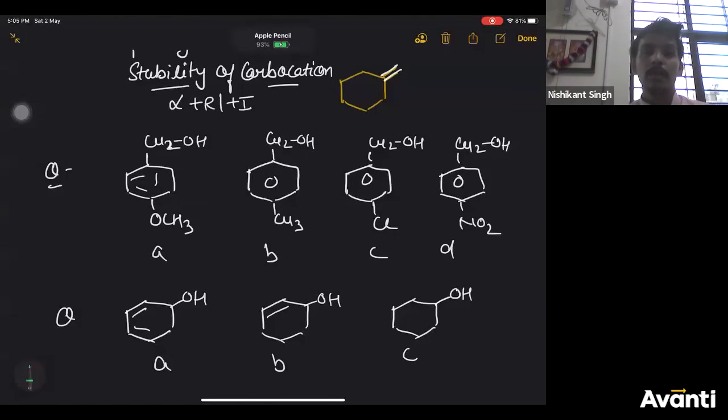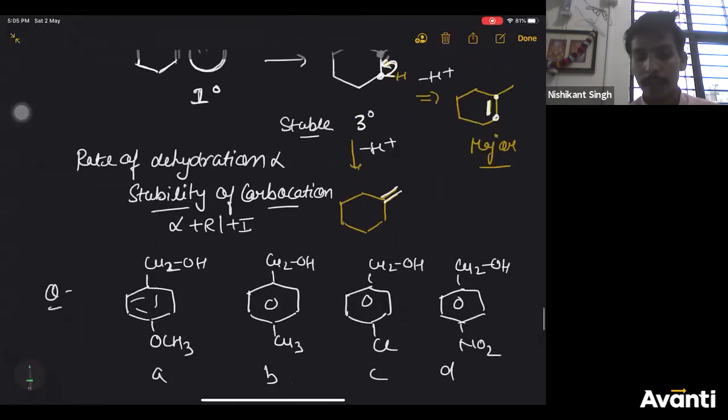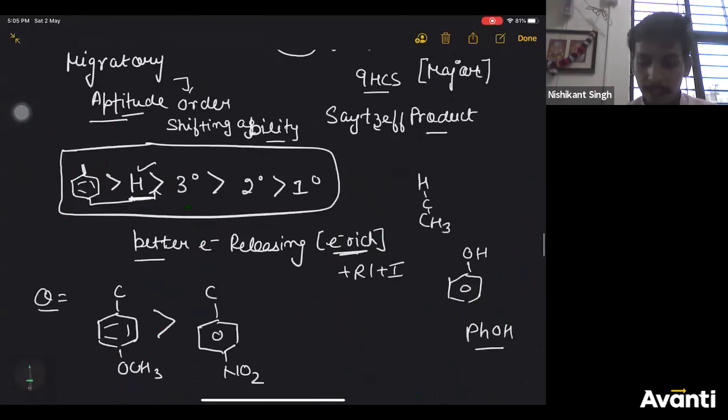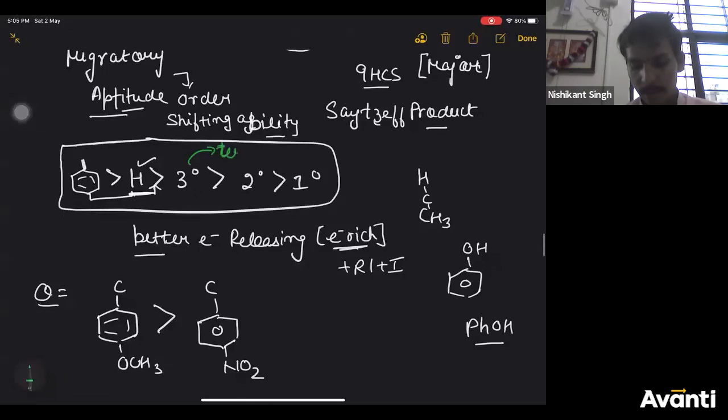All right. So migratory aptitude order, 3 degree. Oh my God, you are asking what 3 degree is now. Sonali, 3 degree means tertiary. At this point of time, if you guys ask what is 3 degree and 2 degree, then what is the point of studying the whole GOC? This is primary. Sonali, at this stage, you should know 3 degree refers to tertiary. We have discussed it in carbon stability, no?